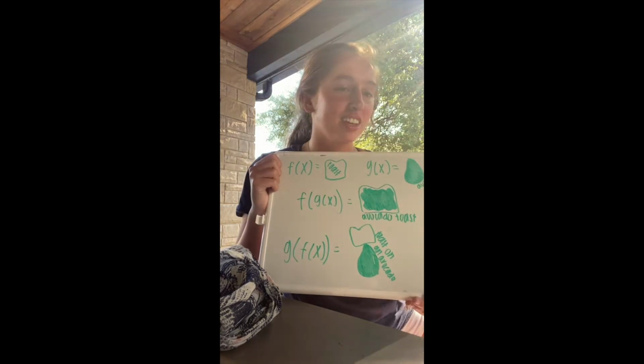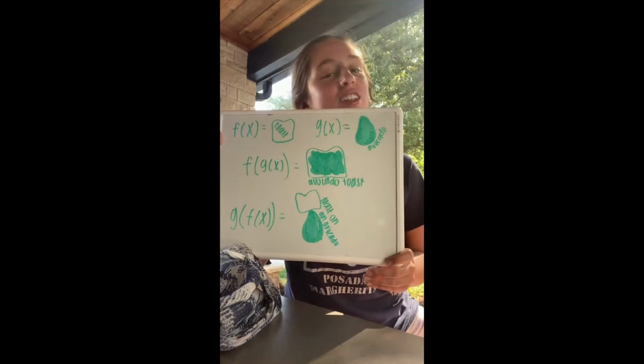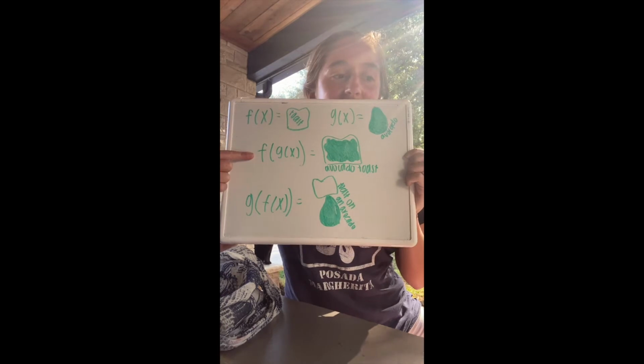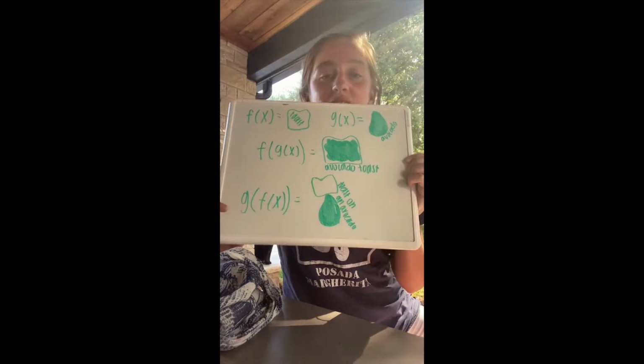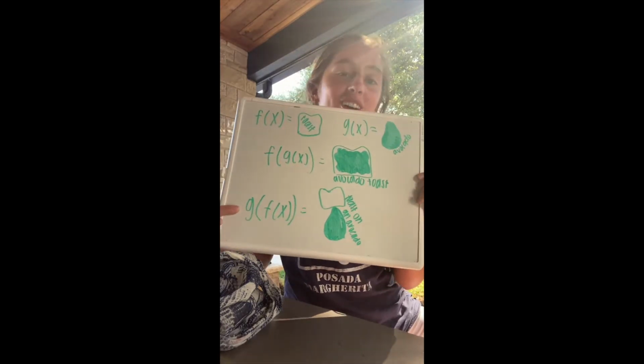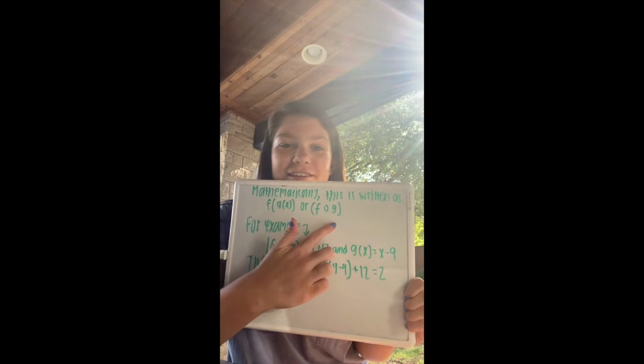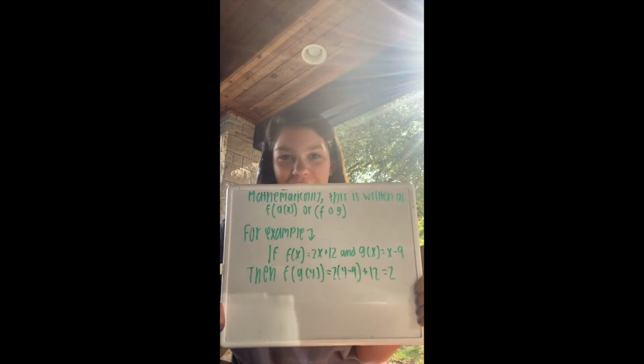of functions. If f of x equals toast and g of x equals an avocado, then f of g of x is avocado toast, and g of f of x is toast on an avocado. So, the composition of functions occurs when one function becomes the input of another function, just as g of x replaces x in the f of x function. Mathematically, this can be written as this or this, which is said as f of g of x.